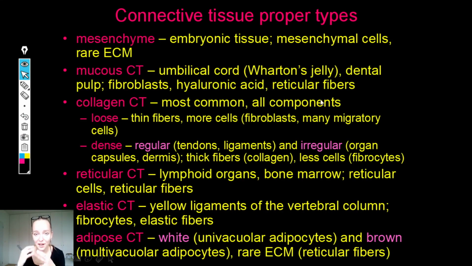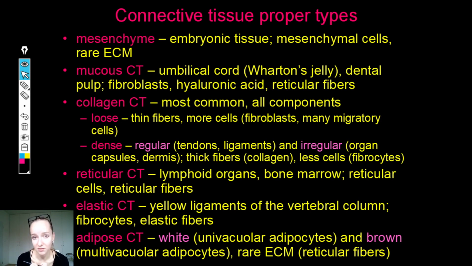Well, and we have many types of proper connective tissue. And this is a very important slide. You should know and you should describe all types of proper connective tissue. So we can find something called mesenchyme, and mesenchyme is an embryonic tissue which contains mesenchymal cells and a small amount of extracellular matrix. Yeah, so mesenchyme creates embryonic tissue. It's a very undifferentiated tissue.